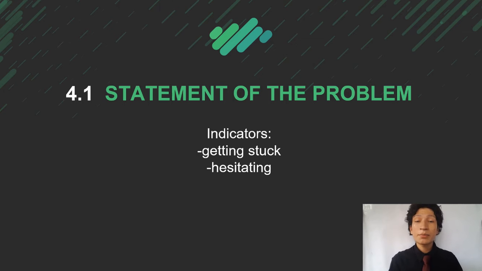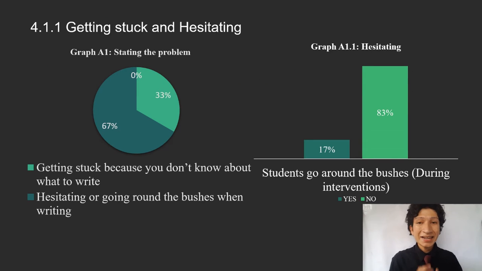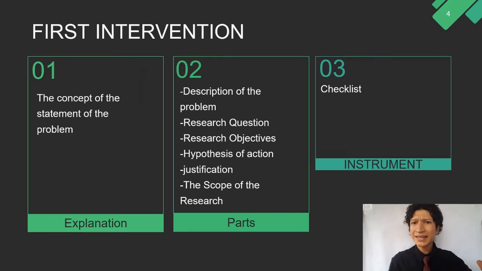The variable statement of the problem encompasses two different indicators, which are getting stuck and hesitating. 33% of the students stated through the questionnaire that they get stuck because they don't know what to write in the statement of the problem, while 67% of students stated that they hesitate or go around the bushes when writing the statement of the problem. However, during the intervention, only 17% of students kept on having that problem. How did they get to that?